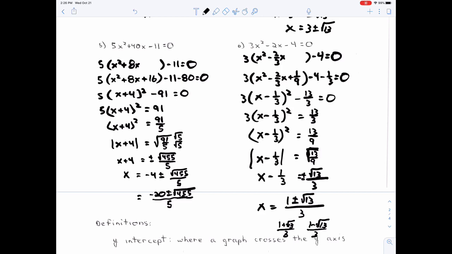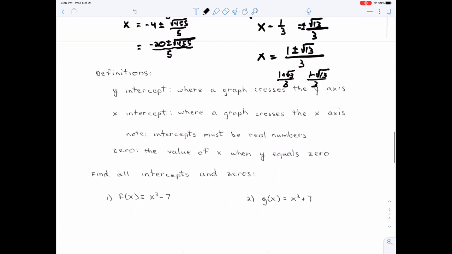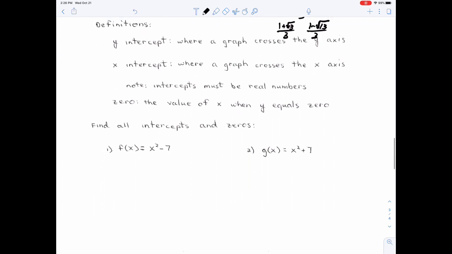There's nothing else. I want to give you some definitions, and then what difference do these definitions make? And I've given most of them to you before. The y-intercept is where the graph crosses the y-axis. The definition of y-intercept is not the value of y when x equals 0. That's how you find the y-intercept. The x-intercept is where a graph crosses the x-axis. It's not the value of x when y is 0. That's how you find the x-intercept. Okay? And all intercepts must be real numbers.